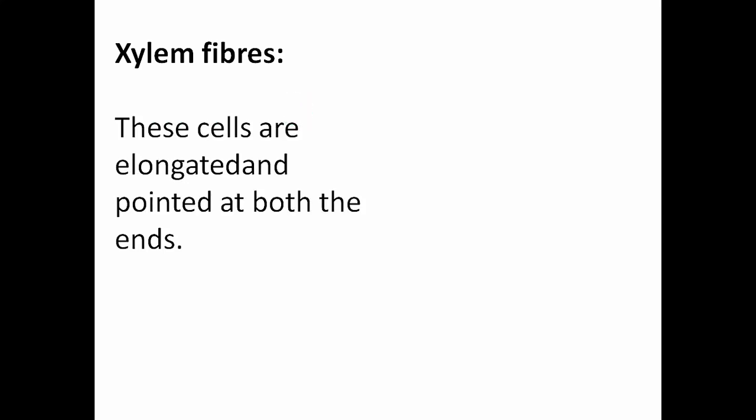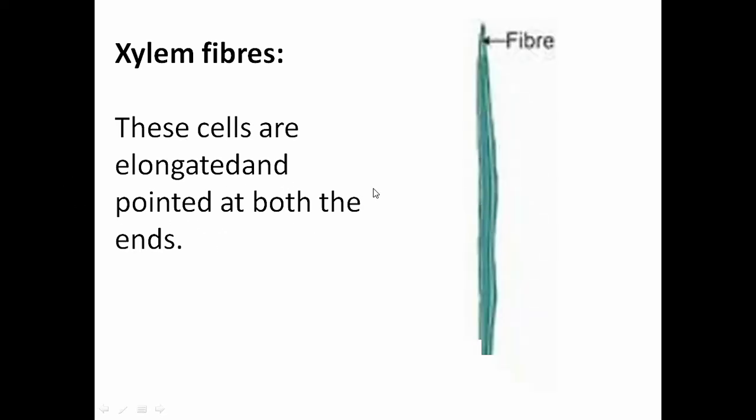Xylem fibers are long cells. Already we have learned about sclerenchyma fibers. When the sclerenchyma fibers are inside the xylem, they are called as xylem fibers. These cells are elongated and pointed at both the ends. Xylem fibers are long cells and pointed at both the ends. Both the ends are sharp.